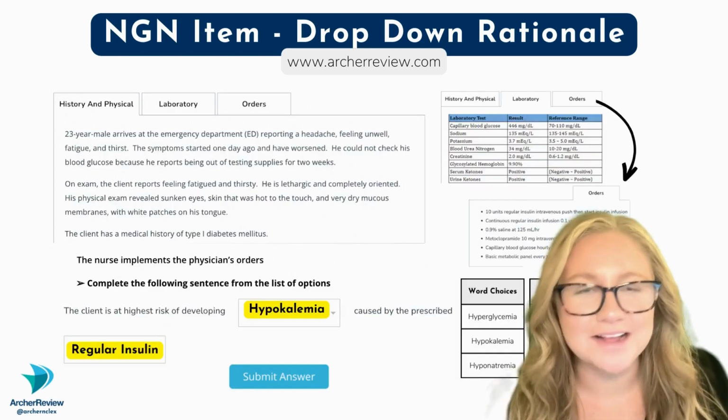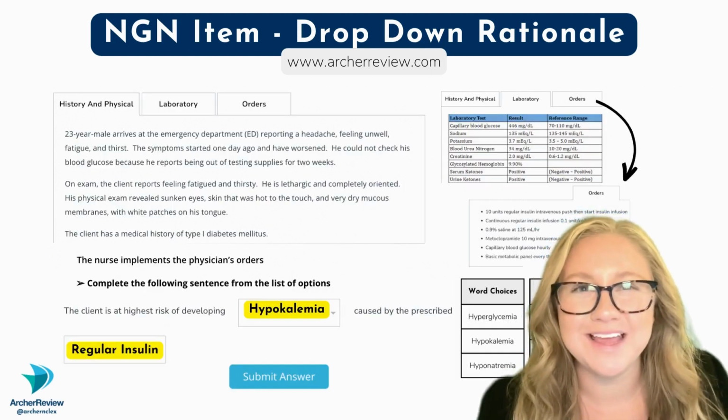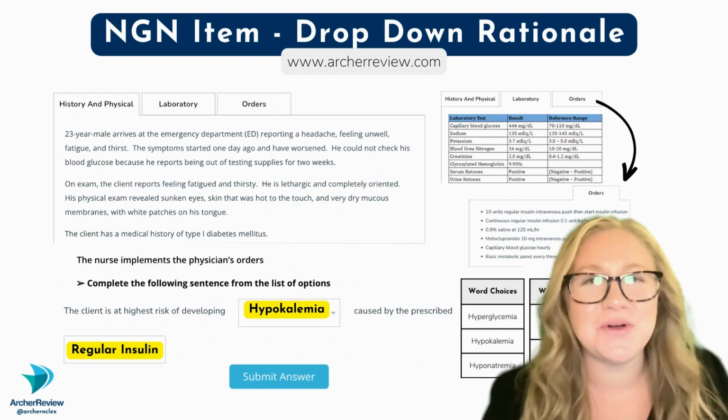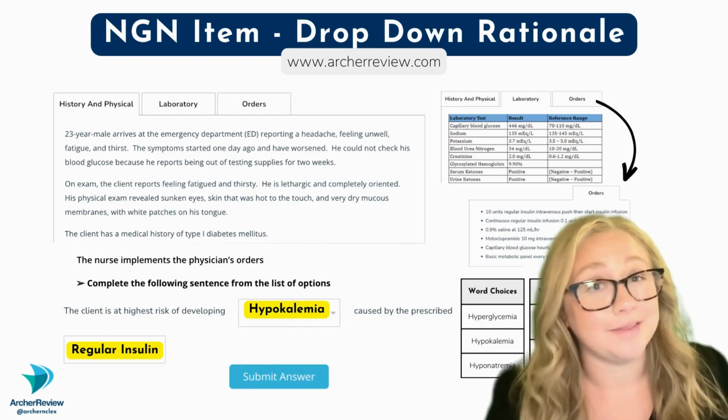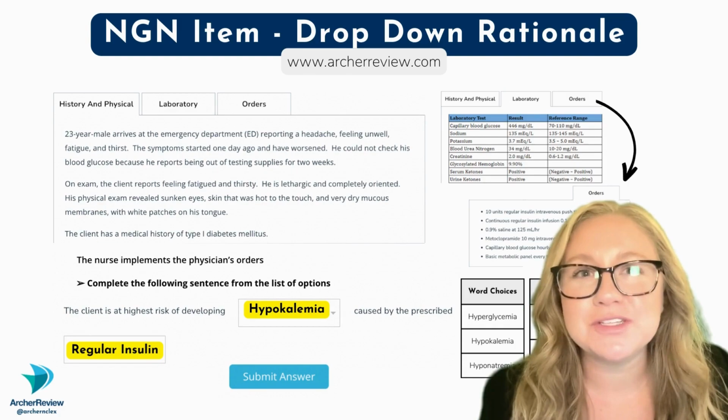And that's that. It looked really intimidating at the beginning with that history and physical, those labs and those orders, but at the end of the day, it was just 2 multiple choice questions and you nailed it.